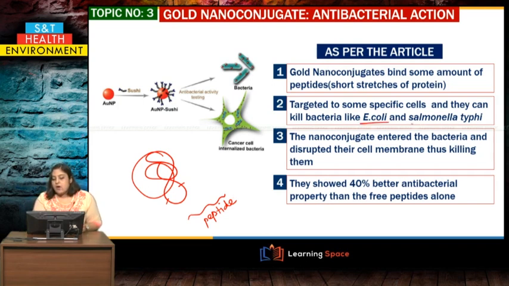E. coli or Salmonella typhi. They are targeted to these cells, and these nanoconjugates enter the bacteria and disrupt the cell membrane. This was the news, and they showed 40% better antibacterial property than the free peptides when used as a medicine.